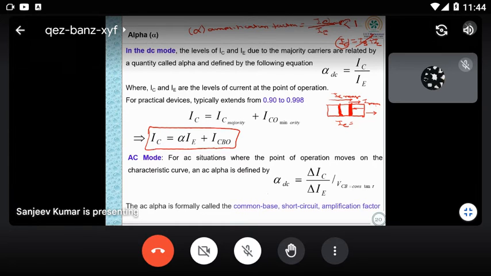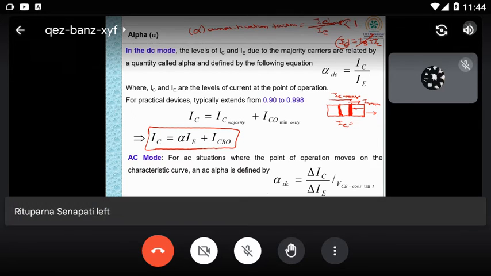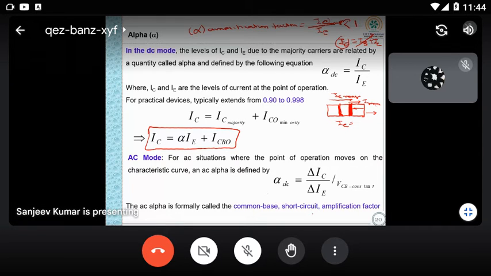So this alpha is also known as the amplification factor, or you can say the common base short circuit amplification factor. And you can see the amplification factor you are getting is output by input, that's what is given.